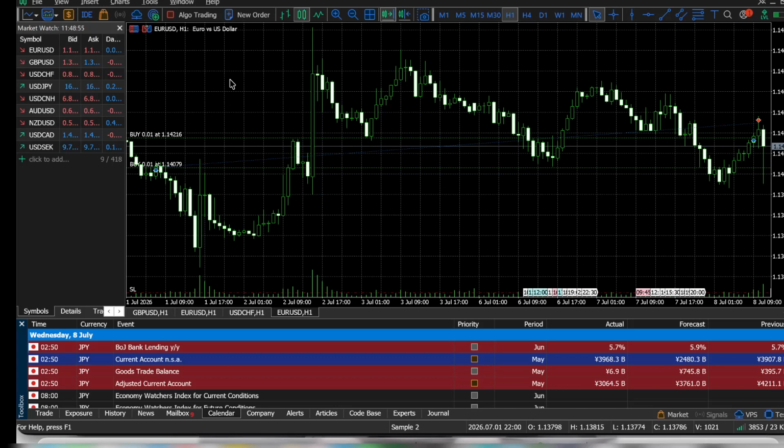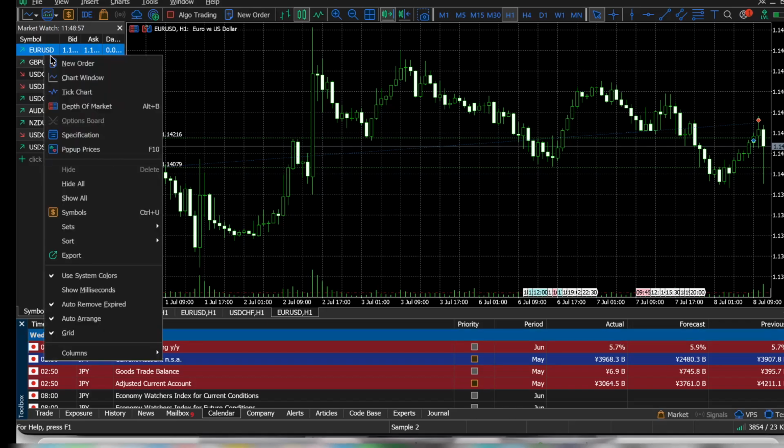This menu provides a variety of functions and features that pertain to your selected symbol. Among the various options available, what we're looking for is something called depth of market. This feature is sometimes abbreviated as DOM or even just depth. You'll see it as one of the options in the drop-down menu.